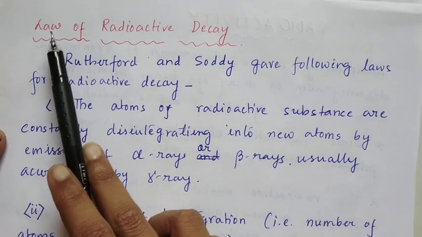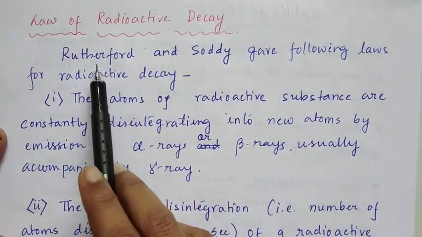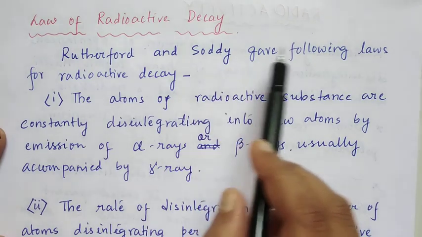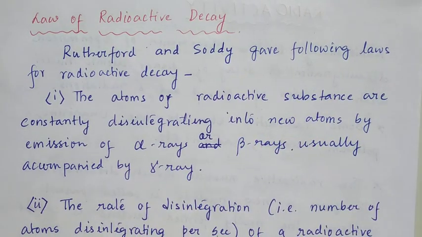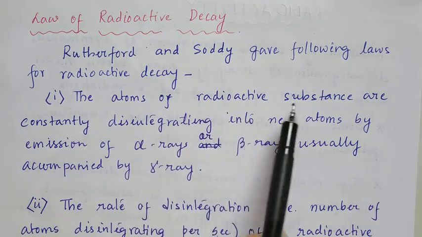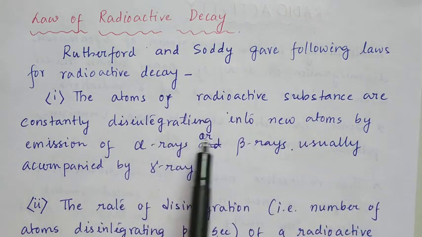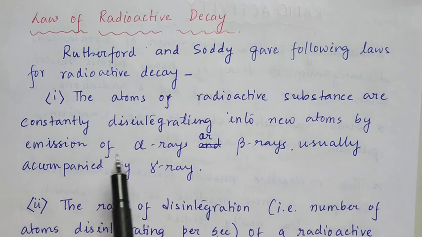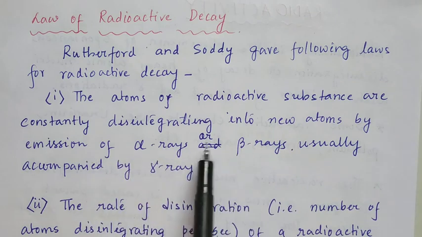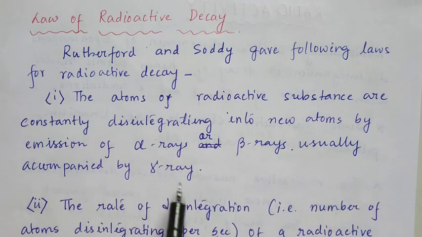So the next topic is law of radioactive decay. Rutherford and Soddy gave the following laws for radioactive decay. The first law is that the atoms of the radioactive substance are constantly disintegrating into new atoms by emission of alpha ray or beta ray, usually accompanied by gamma ray.